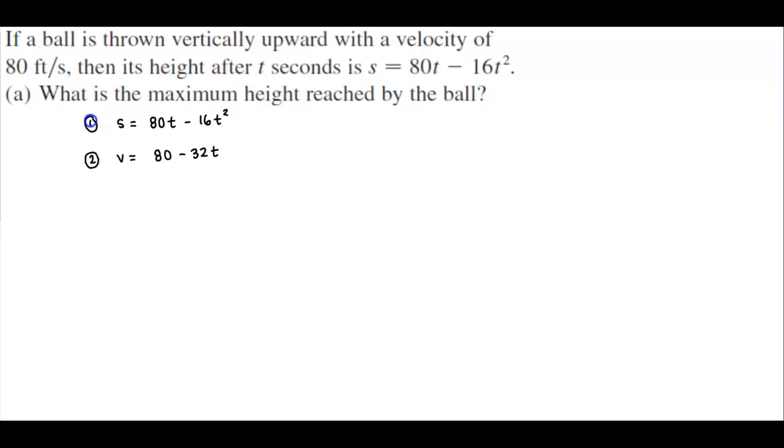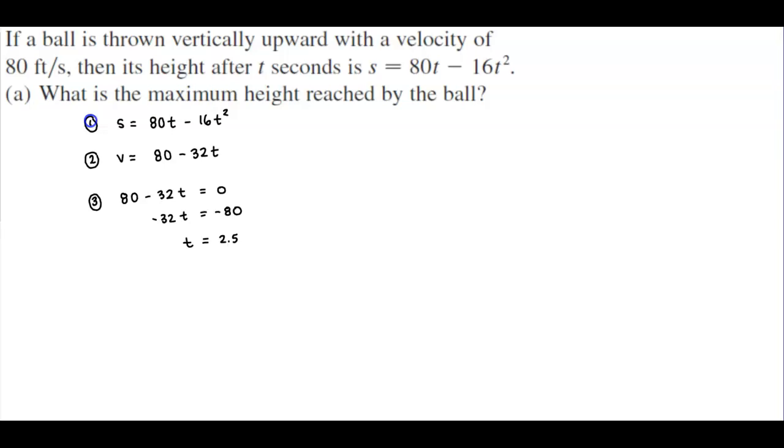Okay, so if we take the velocity function, which is 80 minus 32t, and set that equal to 0, if we subtract 80 from both sides, we get negative 32t is equal to negative 80, and divide both sides by negative 32, and we get t, which is equal to positive 2.5. So the time that it takes to reach the maximum is 2.5.